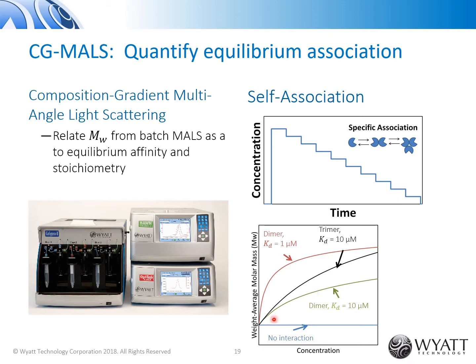stoichiometry. So if nothing happens, if no complexes form, the molar mass will stay constant as a function of concentration. As complexes like dimers and trimers form, we see an increase in the molar mass as a function of concentration. We can fit this increase to an appropriate model to tell us the affinity and the stoichiometry that we're seeing.